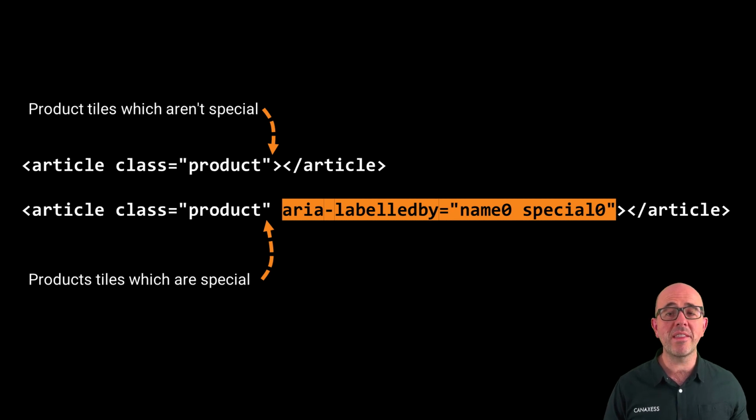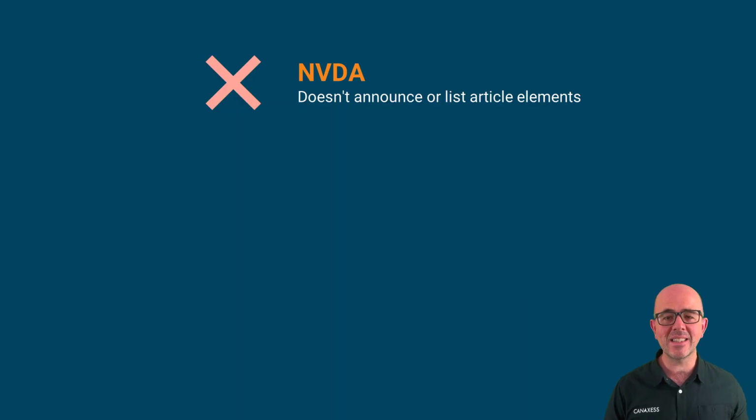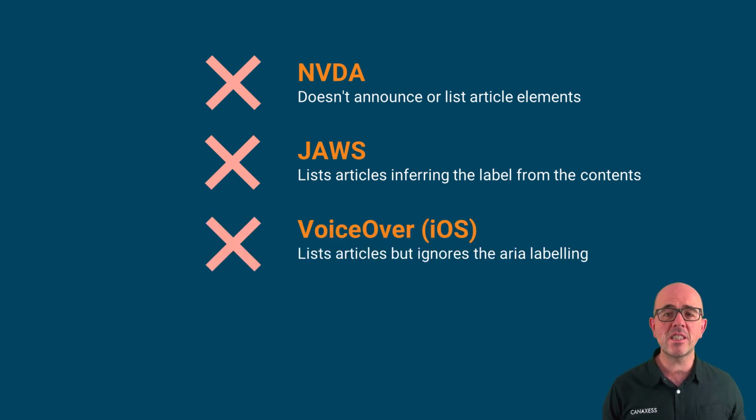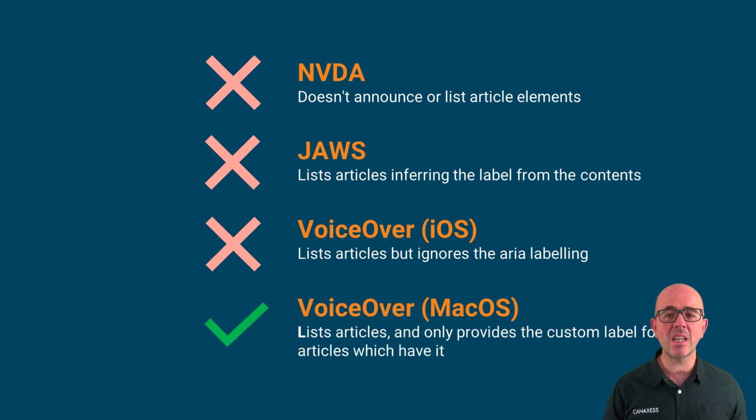Now this all sounds like a worthy enhancement to make product tiles more descriptive semantically, but the elephant in the room is compatibility. How well is it supported by screen readers? And this is where it gets interesting. In their default configuration, NVDA doesn't announce the article element or list it. JAWS lists the articles and infers the label from the article contents, but does use the ARIA labeling if it exists. VoiceOver on iOS lists the article if a rotor setting for articles is turned on, but ignores the ARIA labeling. And VoiceOver on macOS lists all articles and only provides the custom label for those articles which have it.